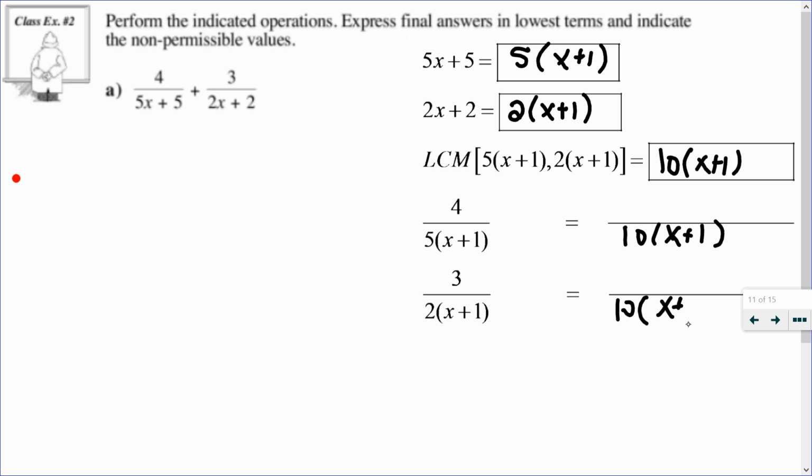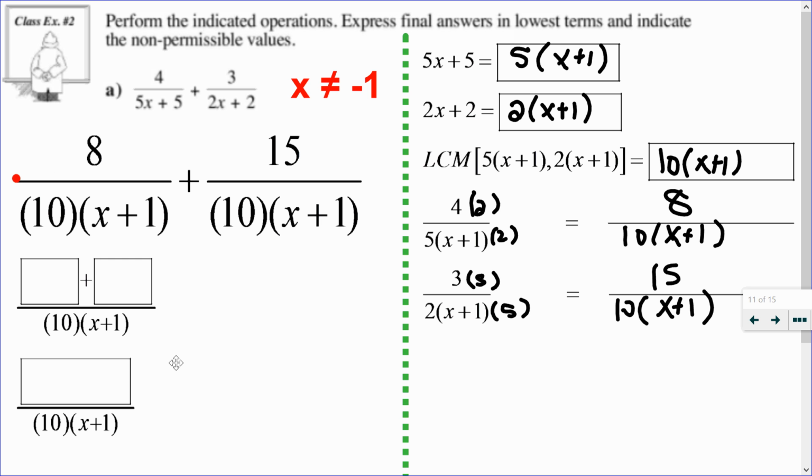In other words, there's a number I can multiply both denominators by to get to this number here. So 5 times x plus 1 to 10 times x plus 1, I just need to multiply by 2. And to be fair, I need to do that to my numerator as well. From here to here, I need to multiply by 5. And to be fair, I will multiply this by 5, which is 15. So there is my lowest common denominator, and I'm going to add 8 and 15. I have a non-permissible value of -1, so x cannot equal -1. So now that the denominator is the same, I write it as one big fraction just by adding the numerators. And then my final answer is 23 over 10 times x plus 1.